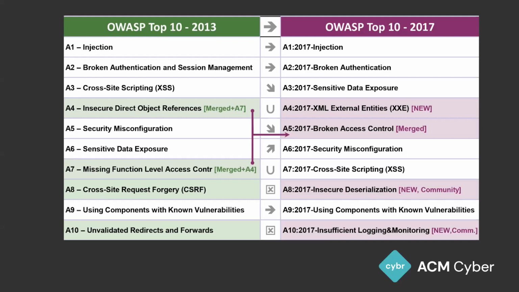You'll see the A1, the injections, didn't really change. It still remains top 1. You'll see A4, the insecure direct object references, and A7, missing function level access control, have merged to represent A5 in the 2017 version, which is the broken access control. And so you see a shift. And then you'll see, for example, CSRF, which in 2013 was number 8, is no longer in the top 10. So it gives you a feel for what's happening and what's being prioritized over others.